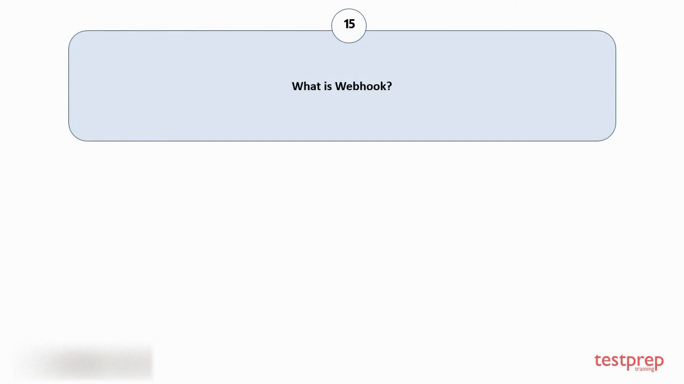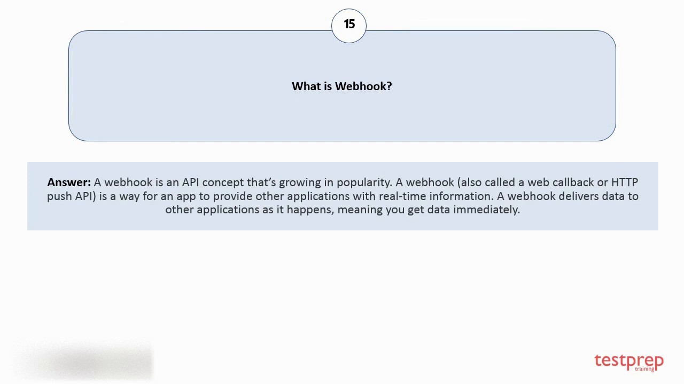Question number 15. What is Webhook? Your answer is: a webhook is an API concept that's growing in popularity. A webhook, also called a web callback, or HTTP push API, is a way for an app to provide other applications with real-time information. A webhook delivers data to other applications as it happens, meaning you get data immediately.